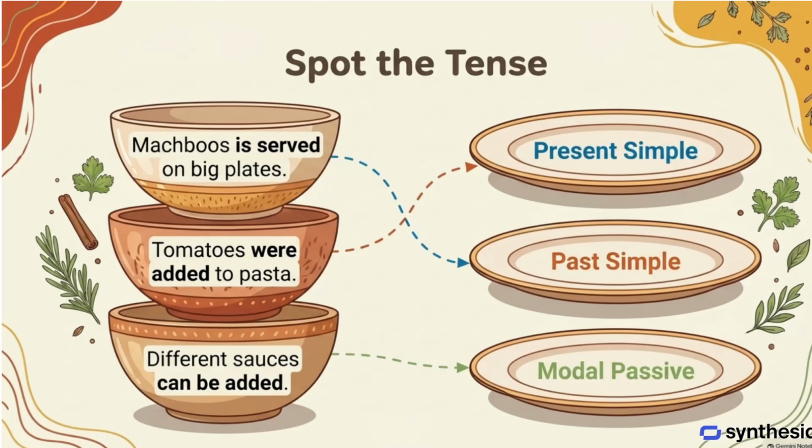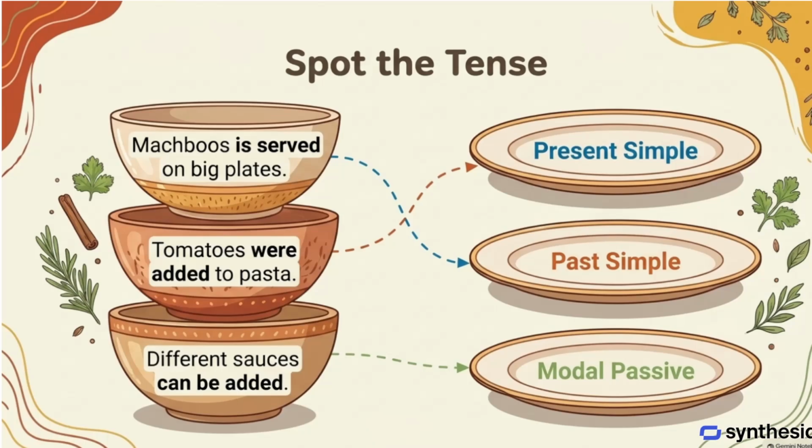Spot the tense. Now let's identify the tense. Look at these sentences. Makbuz is served on big plates. This is the present simple passive. Why? Because we use is plus the past participle.